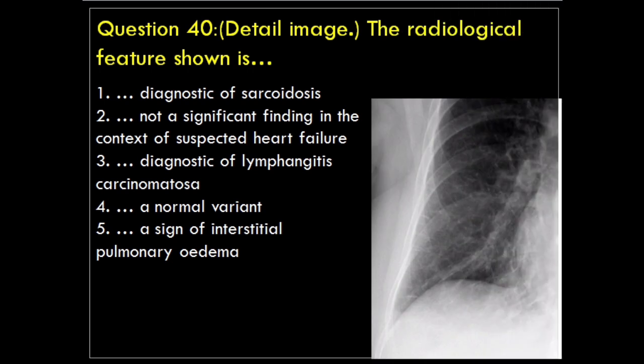Question 40. Detail image. The radiological feature shown is 1. Diagnostic of sarcoidosis. 2. Not a significant finding in the context of suspected heart failure. 3. Diagnostic of lymphangitis carcinomatosa. 4. A normal variant. 5. A sign of interstitial pulmonary edema.